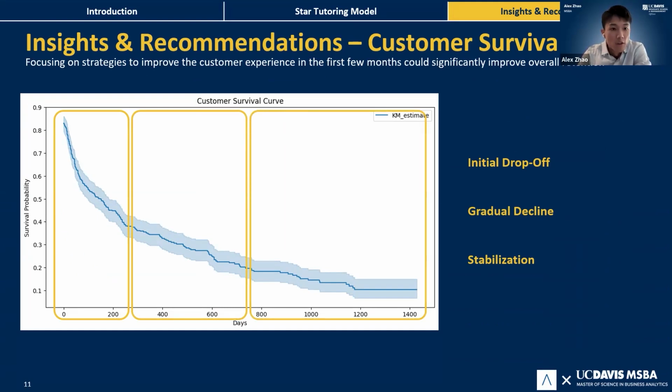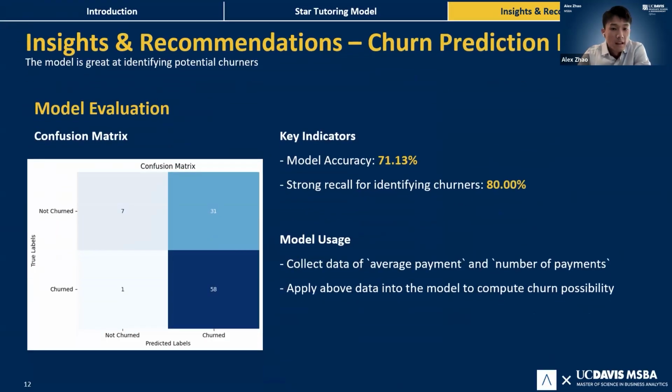This indicates that maybe we can focus on strategies to improve the customer experience in the first few months, and after doing this, we can significantly improve the overall retention. Next slide, please. And about the churn rate, we also built a machine learning model to predict at-risk customers. Here is the evaluation of the whole model. The model accuracy is 71%, and the model is very good at identifying the churners, with an accuracy of 80%. Once you have data of a specific customer, the average payment and the number of payments, then you can predict the possibility of whether the customer could be an at-risk customer.